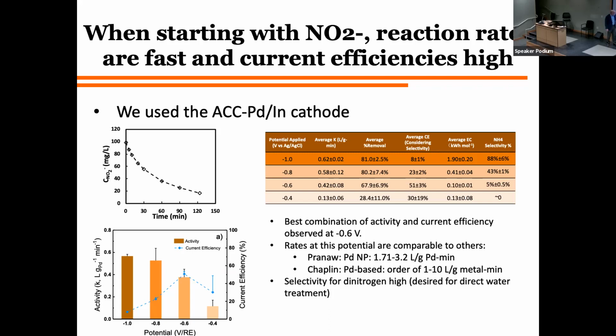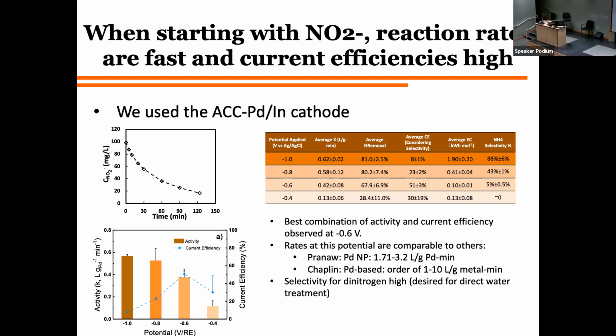So in this case, we see that the activity was the highest at the lowest potential. This is negative, so -1 volts relative to that silver chloride reference electrode. It drops a little bit when you go to -0.6, but if you look at the current efficiency, it shoots up, and it's around 50%, which is pretty good current efficiency at this -0.6 volts for nitrite. So that was our sweet spot.